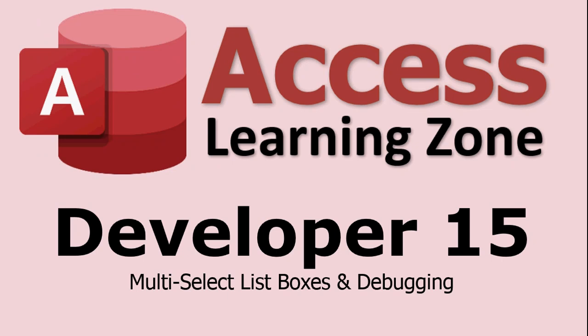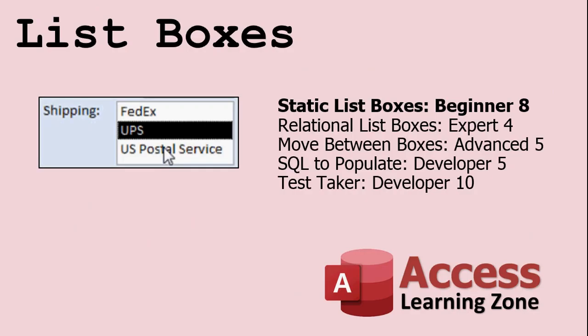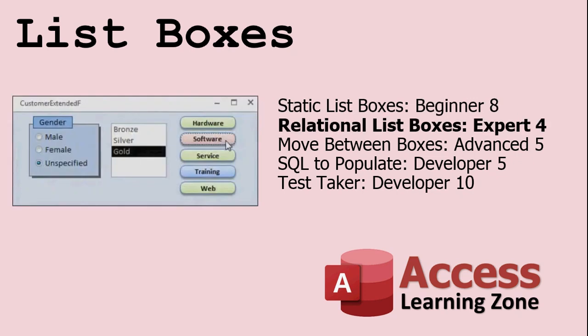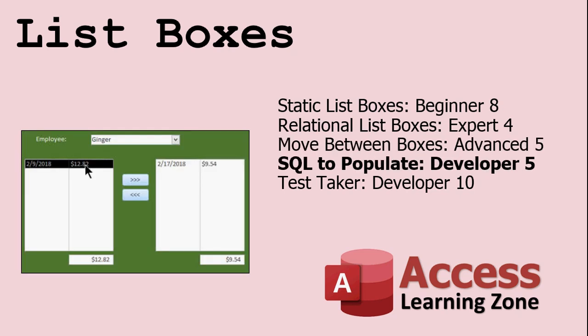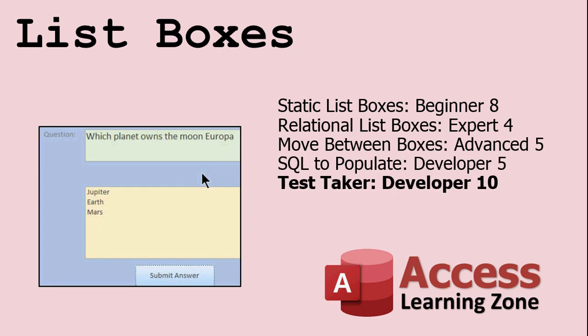Developer 15 is going to focus primarily on multi-select list boxes and debugging. Now, we've spent a good amount of time covering list boxes in past classes. In Beginner Level 8, we built static list boxes, which just have a single list of values in it. In Expert Level 4, we built relational list boxes, where you can base the data in the box off of a table or query. In Advanced Level 5, we learned how to move values from one box to another using macros. In Developer 10, we learned how to use VBA and SQL to populate our list boxes. And then in Developer 10, we used list boxes in our test taker database.